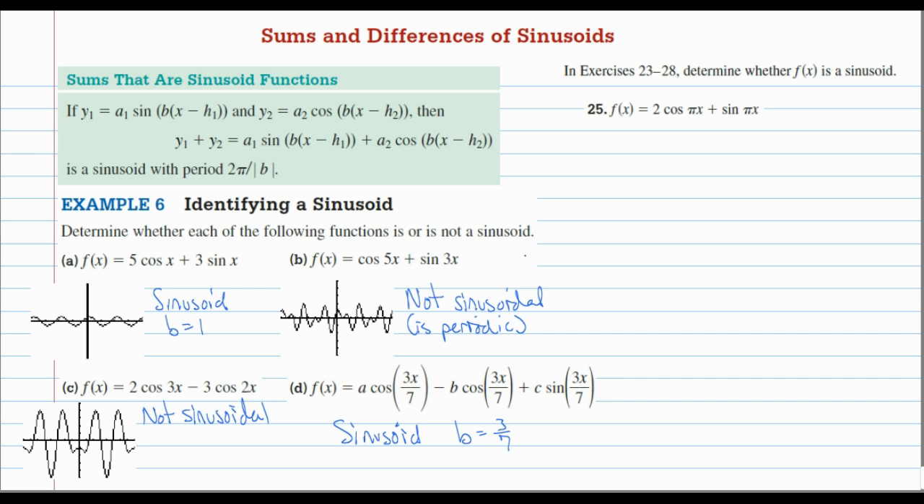The now try problem for example 6 is number 25. Determine whether f of x is a sinusoid. So I look at the first part, again, the coefficient out in front of cosine is 2, but out in front of sine is 1. That's no problem. It's the value in front of x that we need to worry about, the B value. Since B is pi, for both the first part and the second part, this is a sinusoid. And you may graph that on your calculator to see for sure. But I promise you, it is.